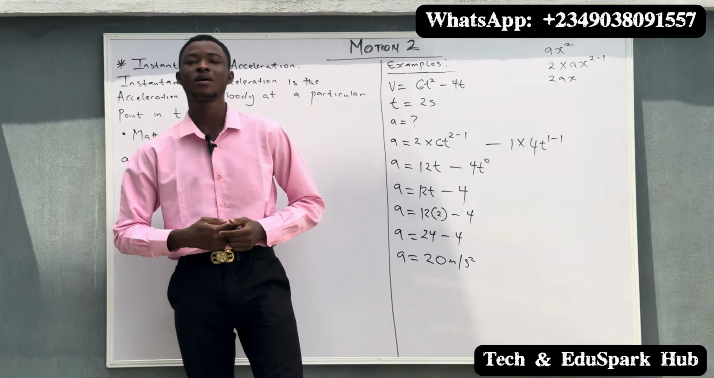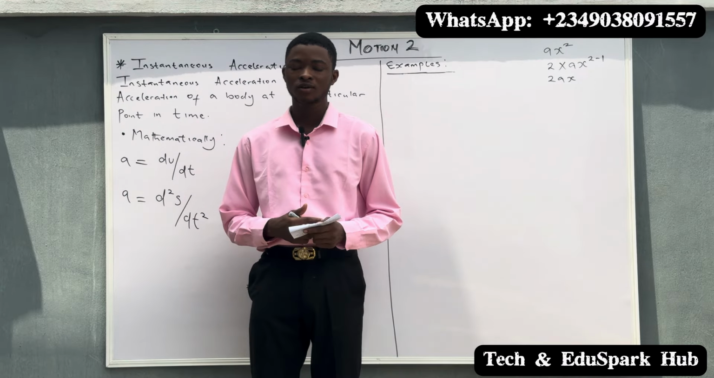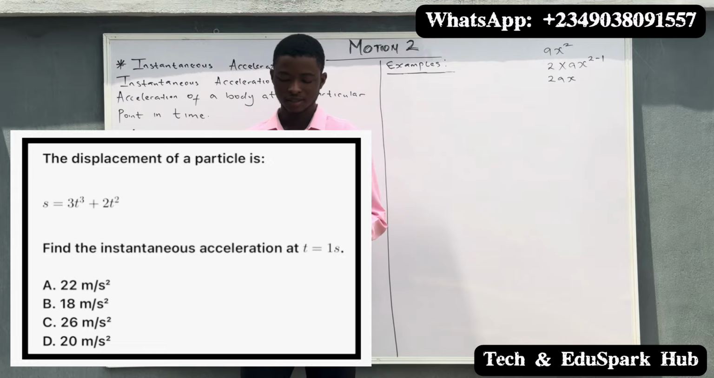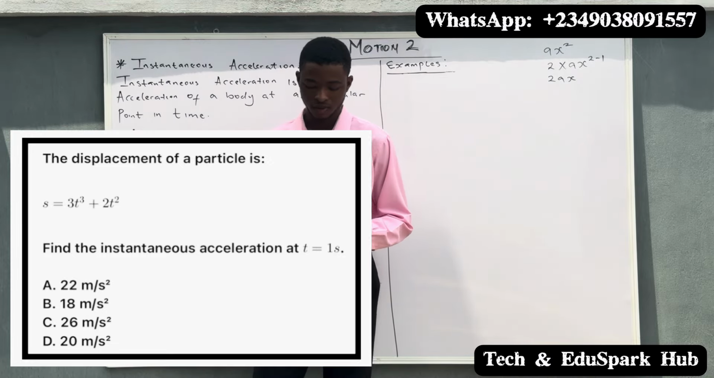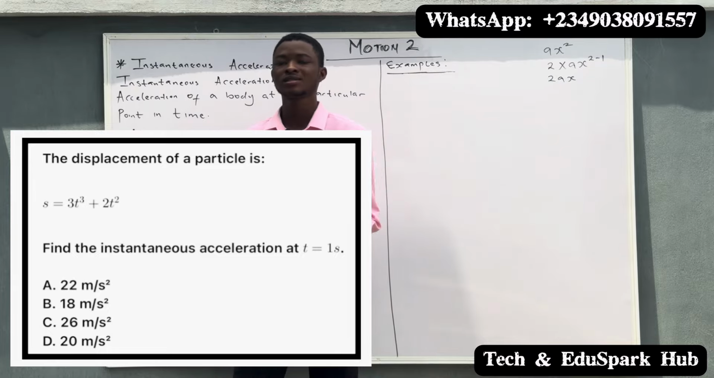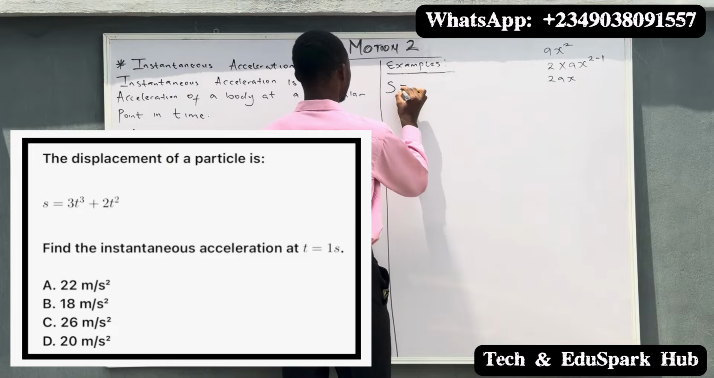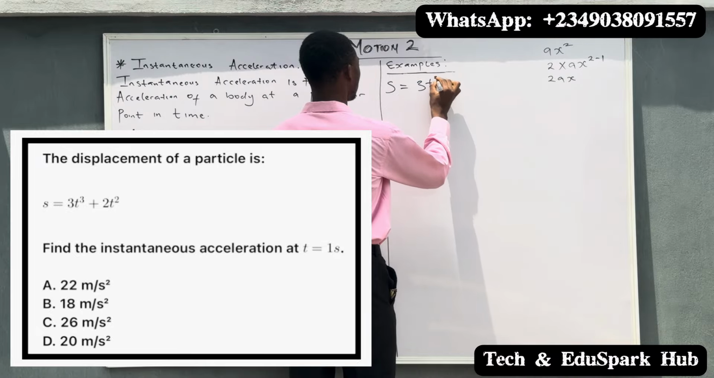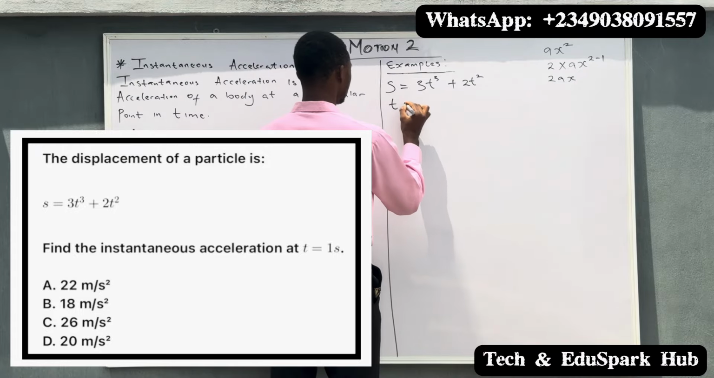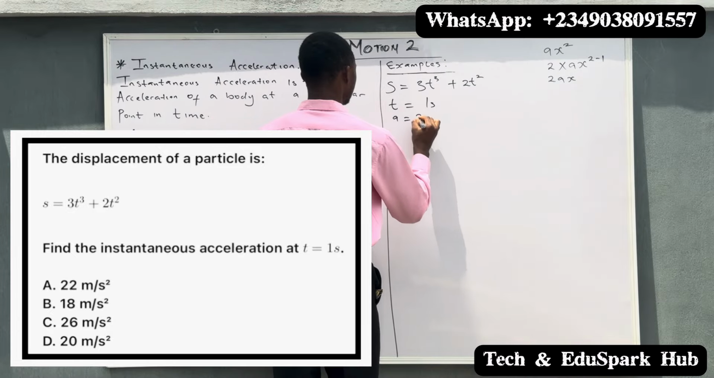So let's look at another example still on the instantaneous acceleration. The second example as displayed on the screen says that the displacement of a particle is s equals 3t raised to power 3 plus 2t raised to power 2. Find the instantaneous acceleration at t equals 1 second. So in this case, you can see we are given the displacement instead of velocity. So the displacement s is equal to what? We have 3t raised to power 3 plus 2t raised to power 2. And we are given our time to be equal to 1 second. So the question is asking us to calculate the instantaneous acceleration.